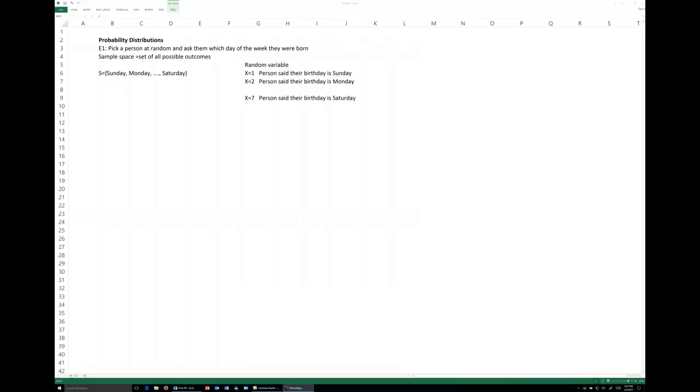For example, I don't know how long it will take for me to commute to work tomorrow. So let's just say it might take between 30 minutes and 60 minutes, but it can take any time in between. So it's continuous between 30 and 60 minutes.